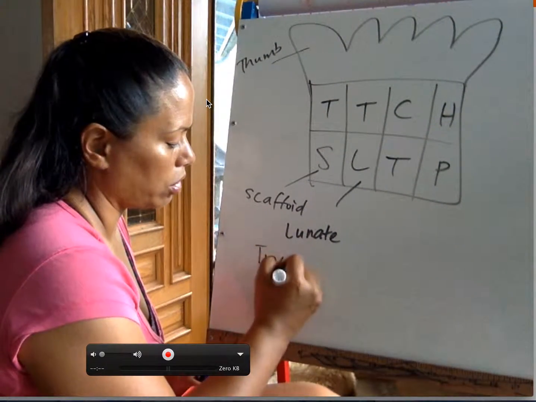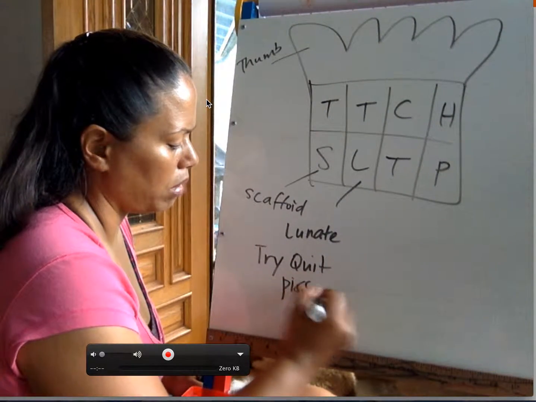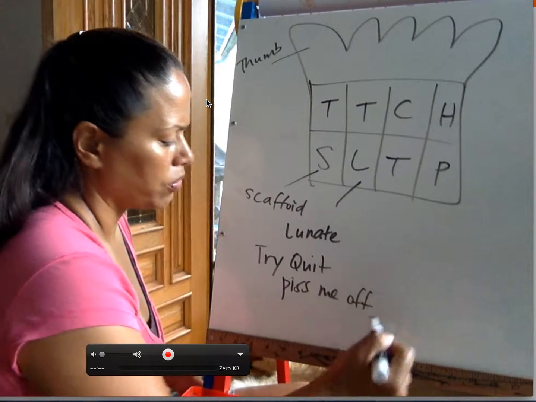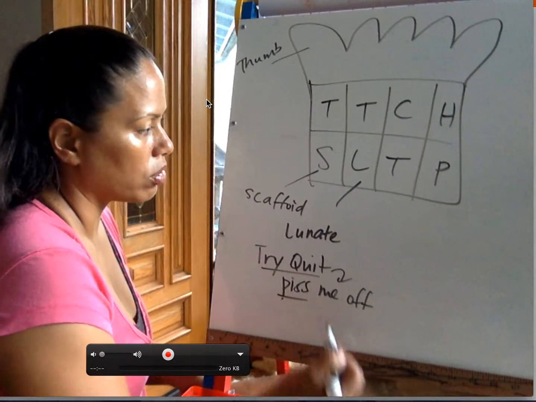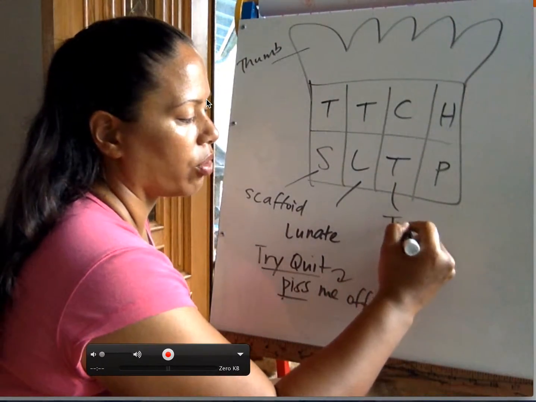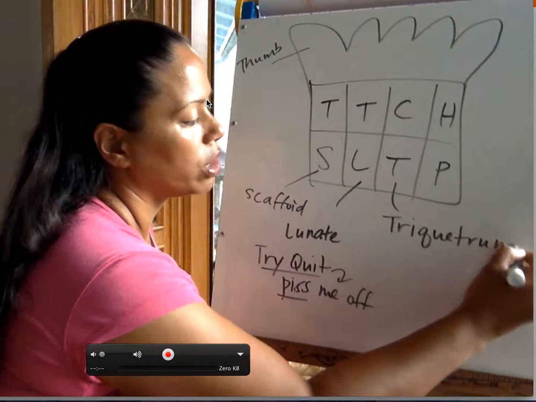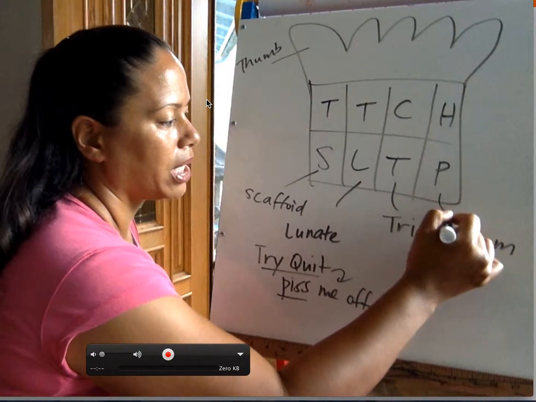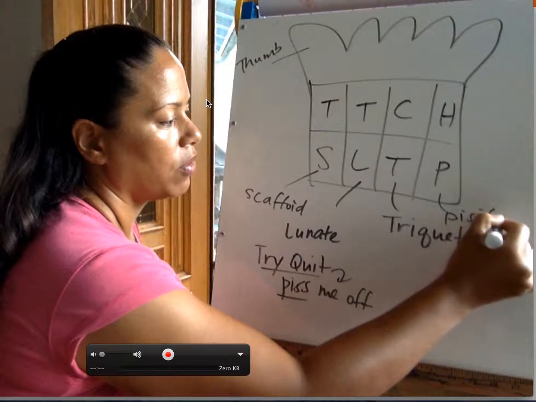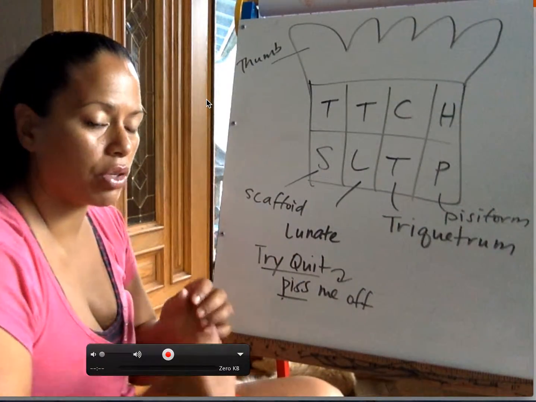What does it stand for? Traquit before you piss me off. Right? You don't want to piss me off. So how do I know what goes where? Well, this is called the triquetrum. And who sits on top of the triquetrum? It's the pisiform. So the pisiform is P-shaped, and where does it sit? On top of the triquetrum.